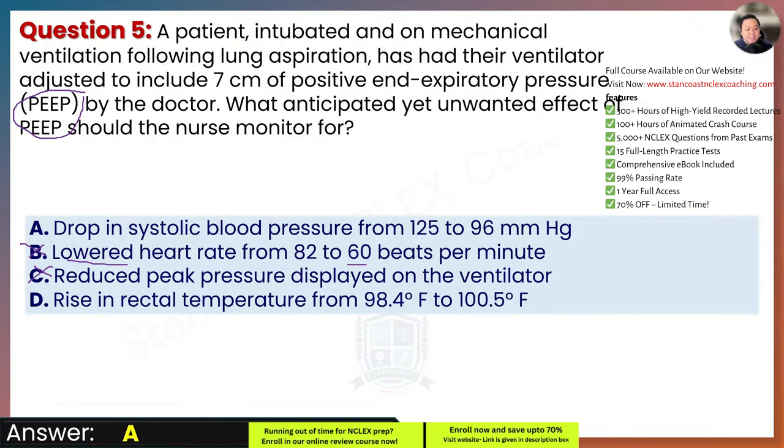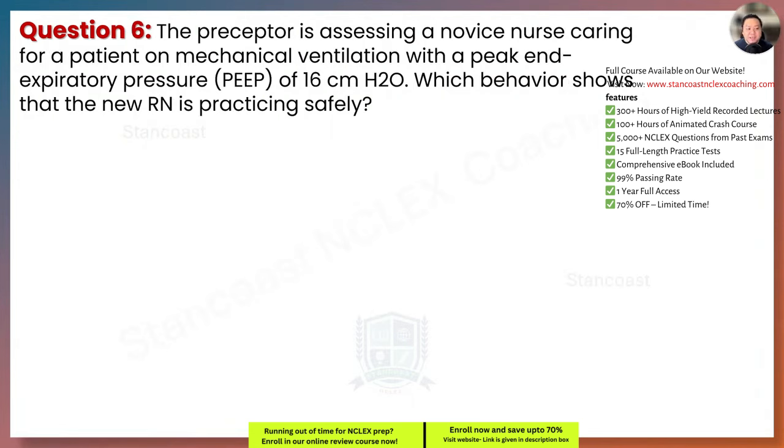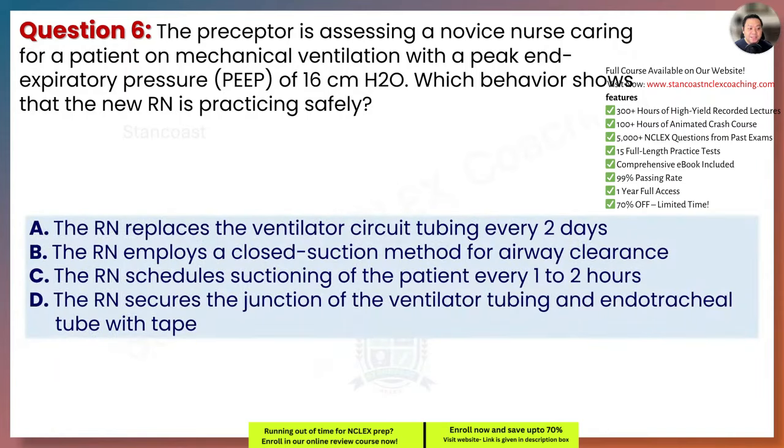6. The preceptor is assessing a novice nurse caring for a patient on mechanical ventilation with a positive end expiratory pressure of 16 cm water. Which behavior shows that the new RN is practicing safely? Options. A. The RN replaces the ventilator circuit tubing every 2 days. B. The RN employs a closed suction method for airway clearance. C. The RN schedules suctioning of the patient every 1 to 2 hours. D. The RN secures the junction of the ventilator tubing and endotracheal tube with tape.